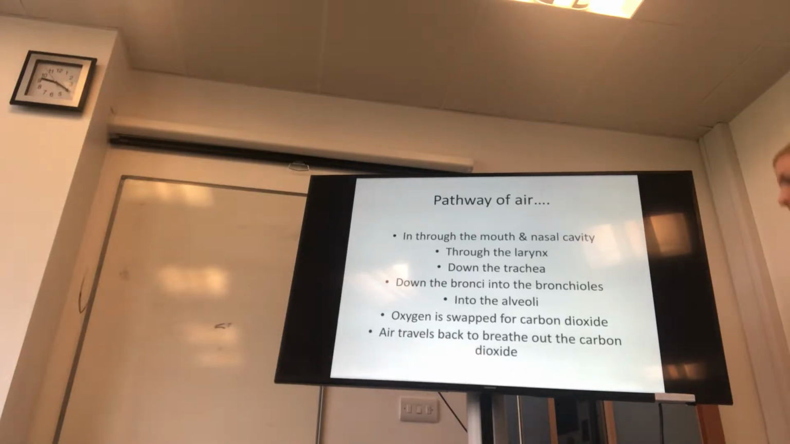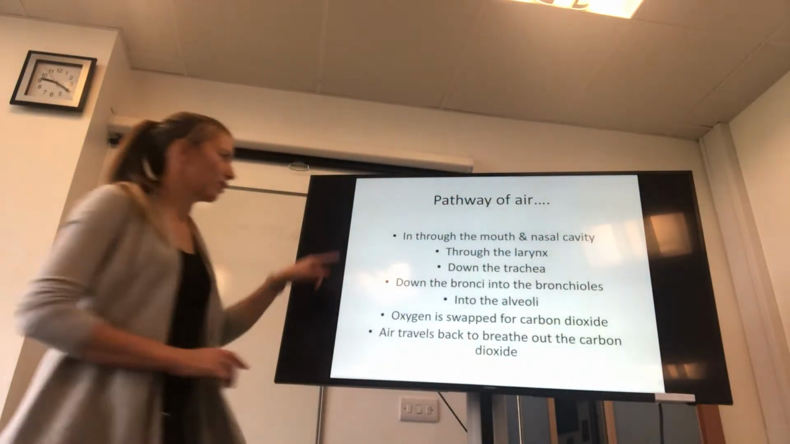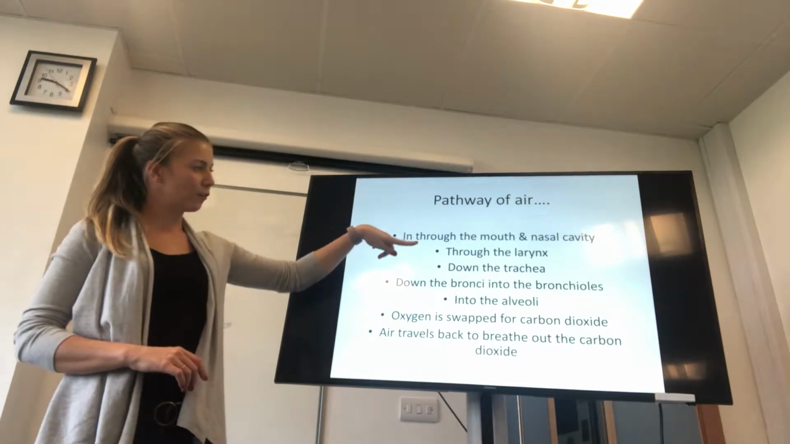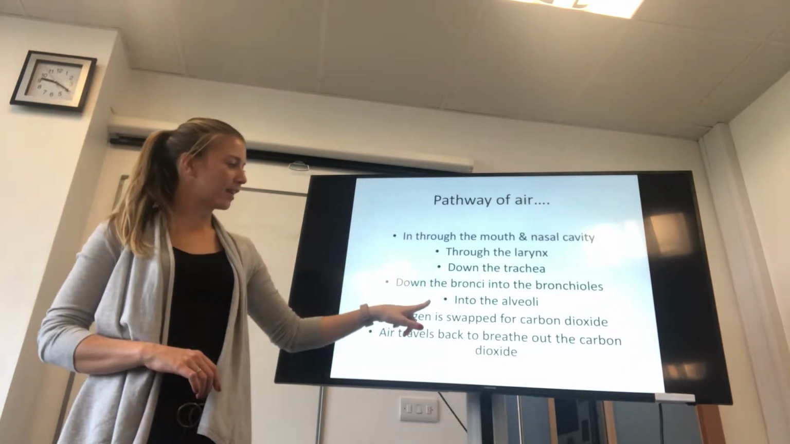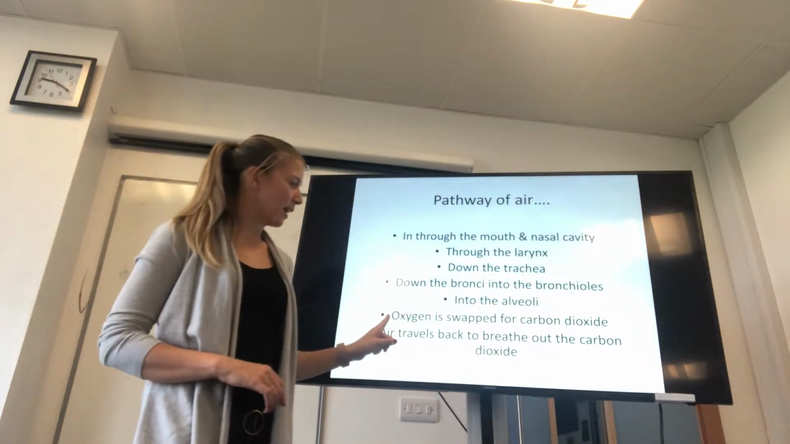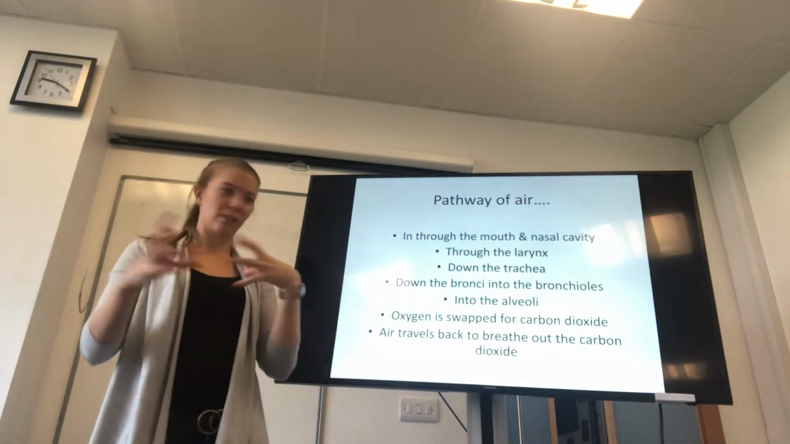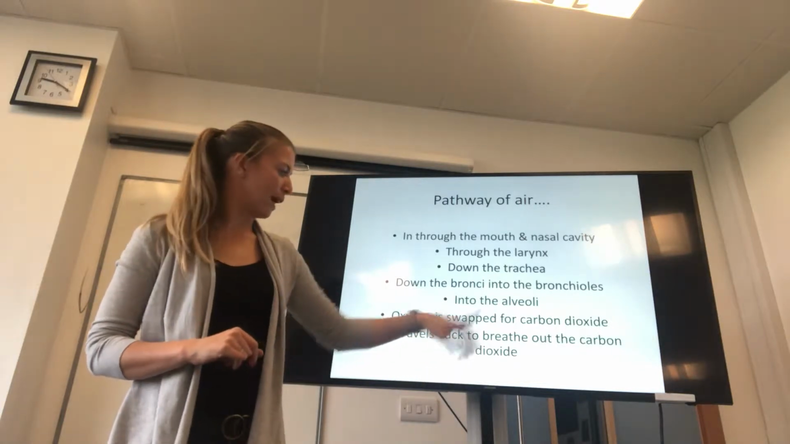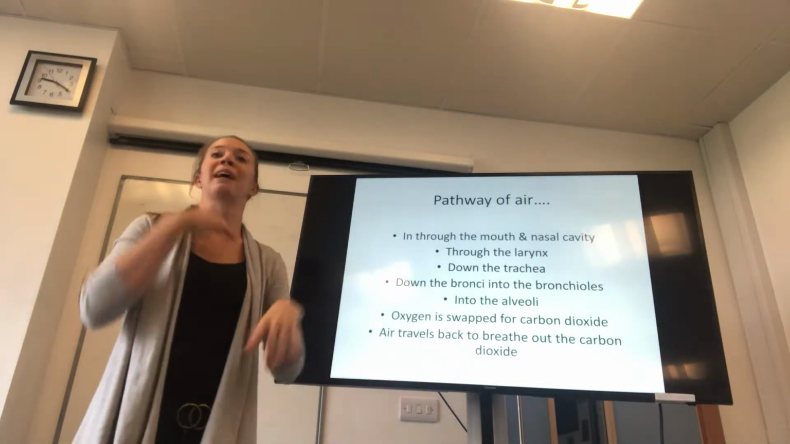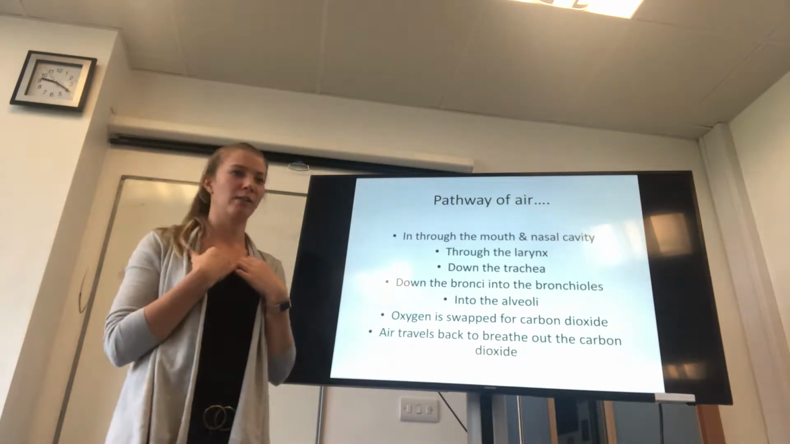So the pathway there, what you just said, goes in through the mouth and nasal cavity, through the larynx, down the trachea, down the bronchi into the bronchioles, into the alveoli, and then oxygen is swapped for carbon dioxide there, and air travels back to breathe out the carbon dioxide, then air obviously goes back out through the mouth once it's full of carbon dioxide.